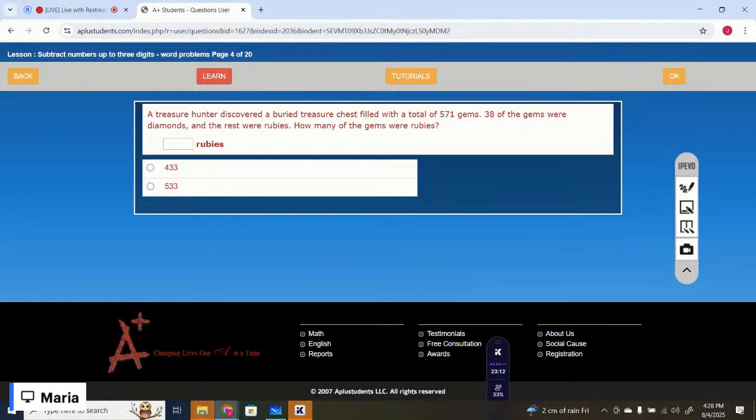A treasure hunter discovered a buried treasure chest filled with a total of 571 gems. 38 of the gems were diamonds and the rest were rubies. How many of the gems were rubies?